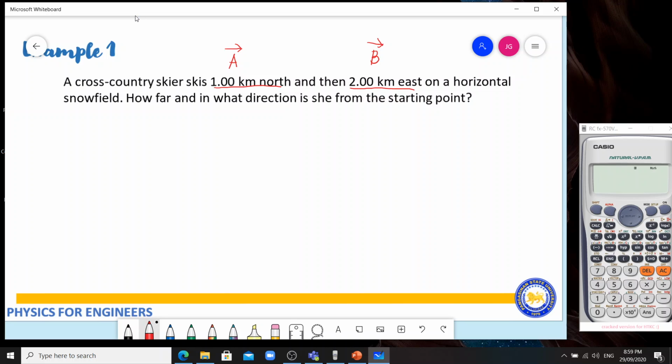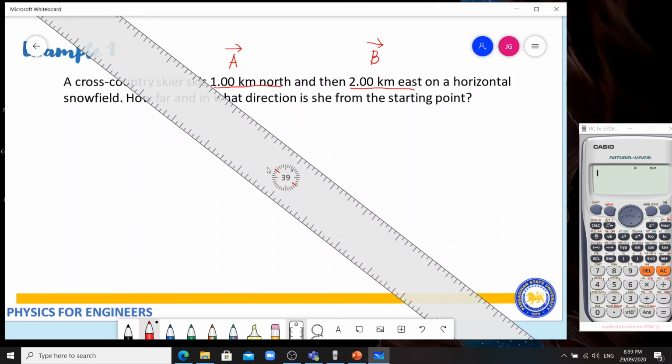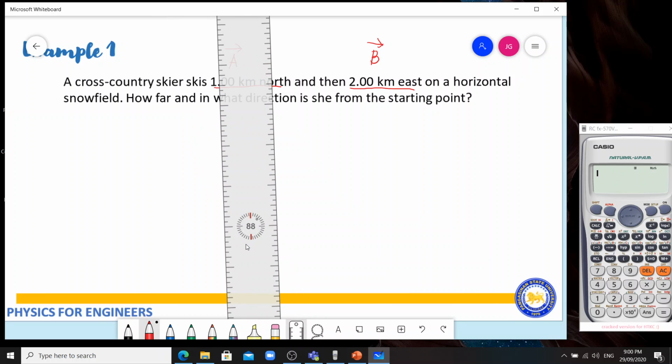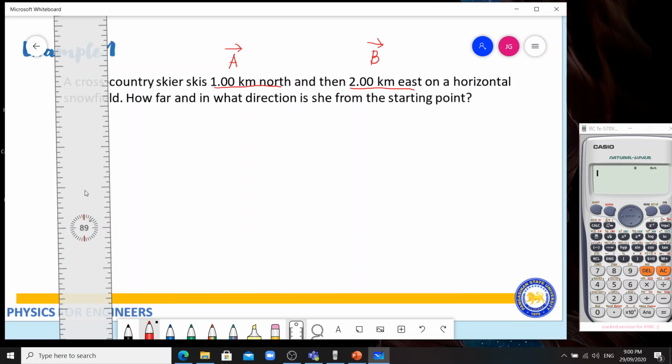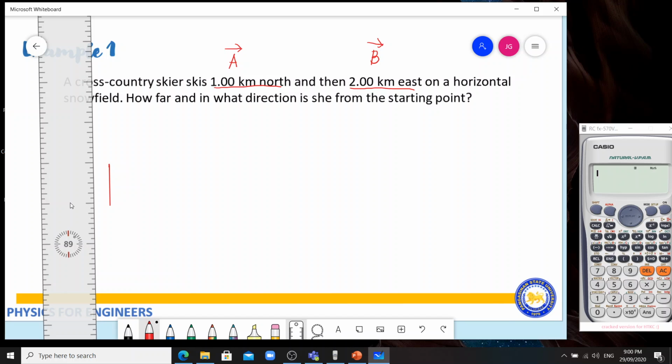Yan. Okay. So, di ba kanina ang sabi i-drawing natin? So, let's try to draw. Sabi niya, 1 kilometer north. Drawing natin si vector A. So, let's say, ang 1 natin is from this 1 to this. Yan ang 1 kilometer. Yan. And then, 2 kilometers east.